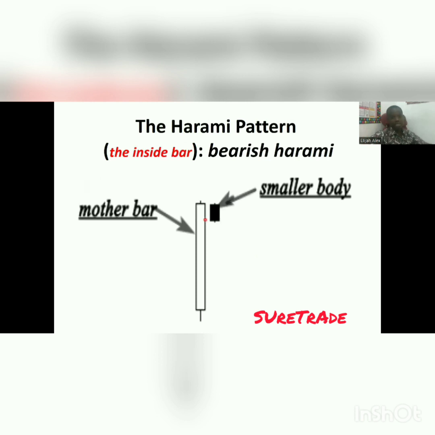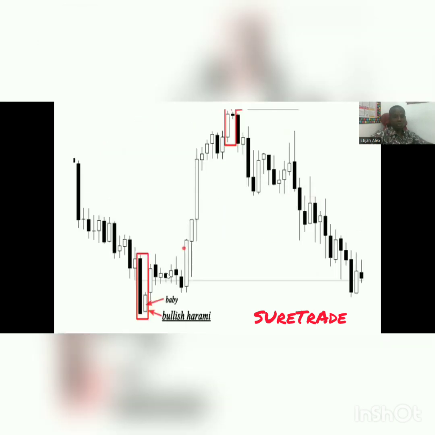Sorry, okay, let me quickly explain the second Arami pattern, which is the bearish Arami pattern. This is always the mother. The bull candlestick is the mother, while the bearish candlestick is the baby. It occurs mostly at the key level, which is known as the resistance level. It means that the market was trending up. Now it's about to go downward because of this baby here. Now look at this example showing the two patterns.